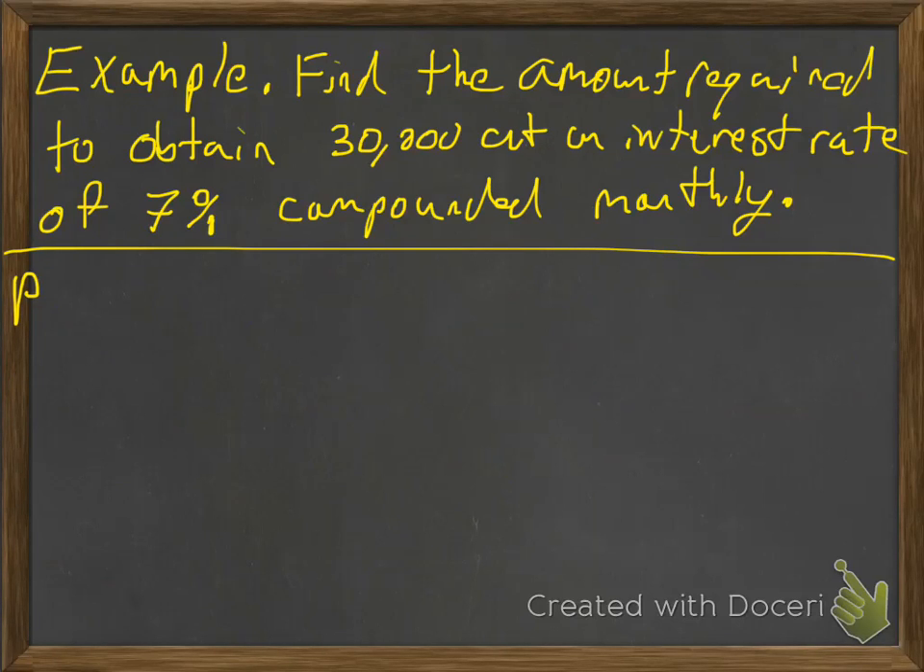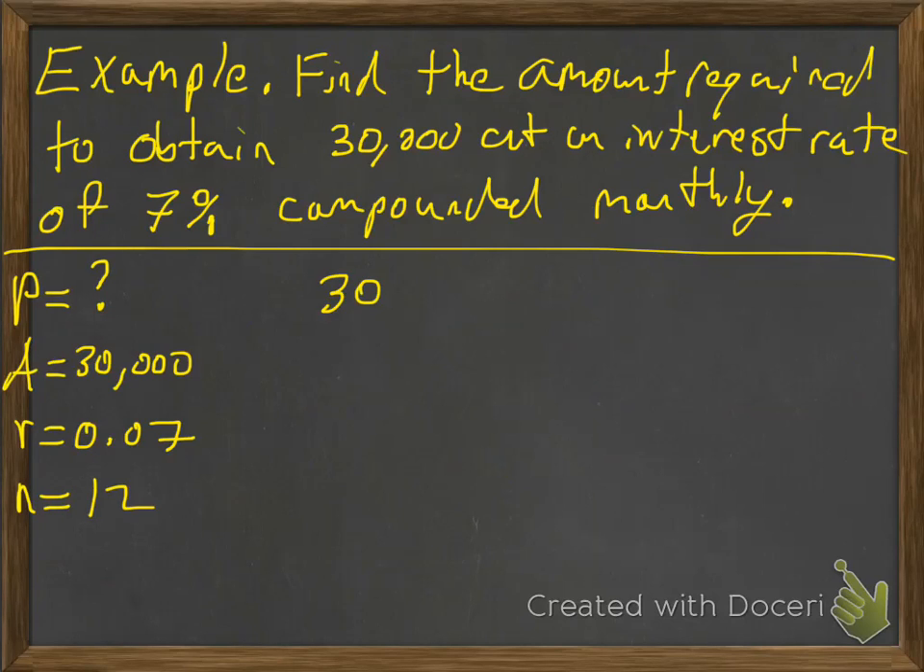So what I'm going to do is write down all my variables. I don't know the principal. The amount is 30,000. The rate is 0.07 as a decimal. The number of compounds is 12. And then we'll go ahead and put in time is also 20 years. So we're going to put that in just a minute. We're plugging all that stuff into the formula.